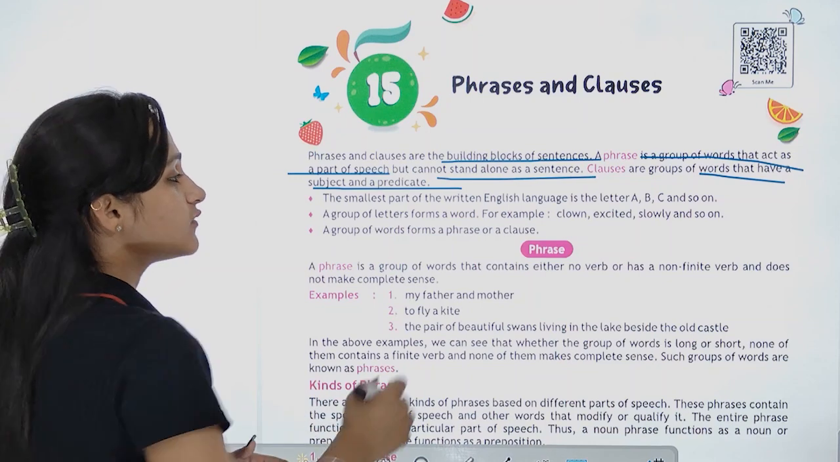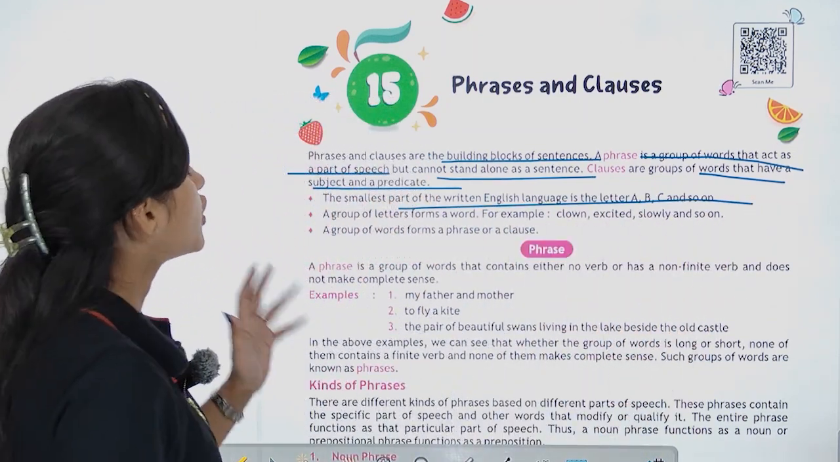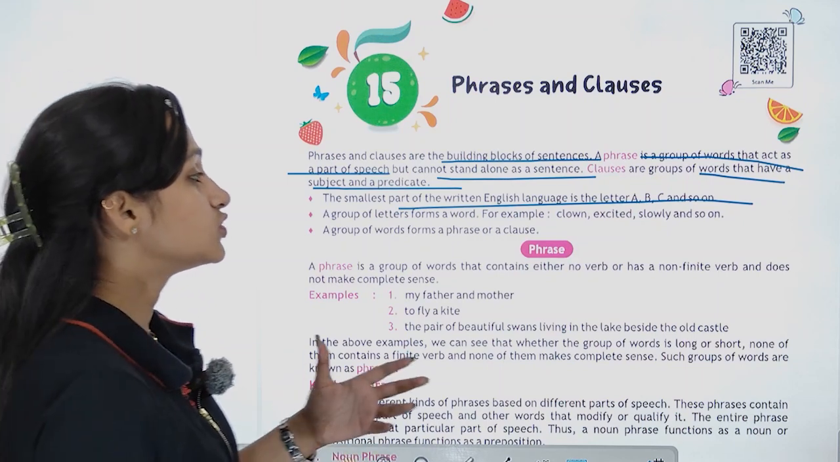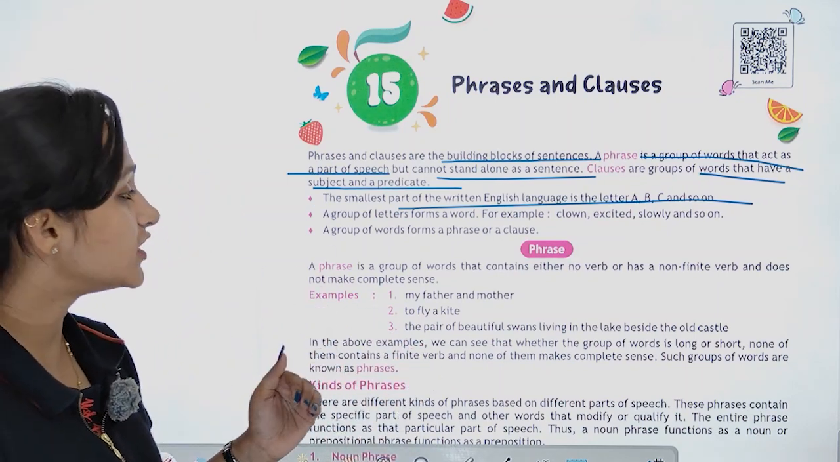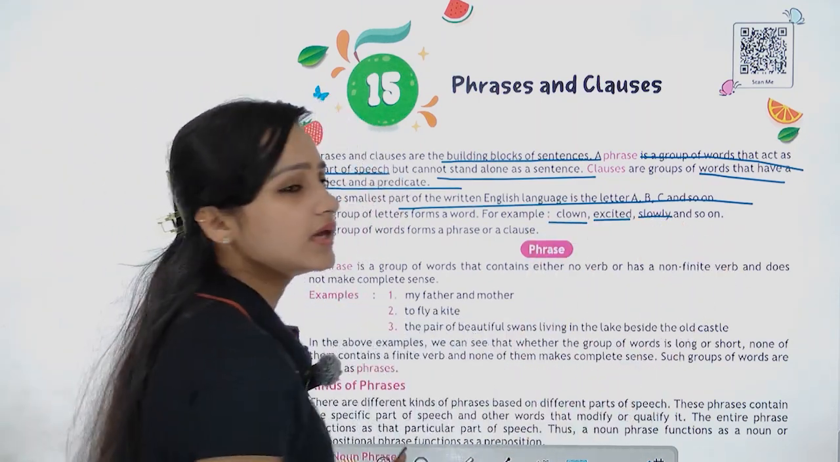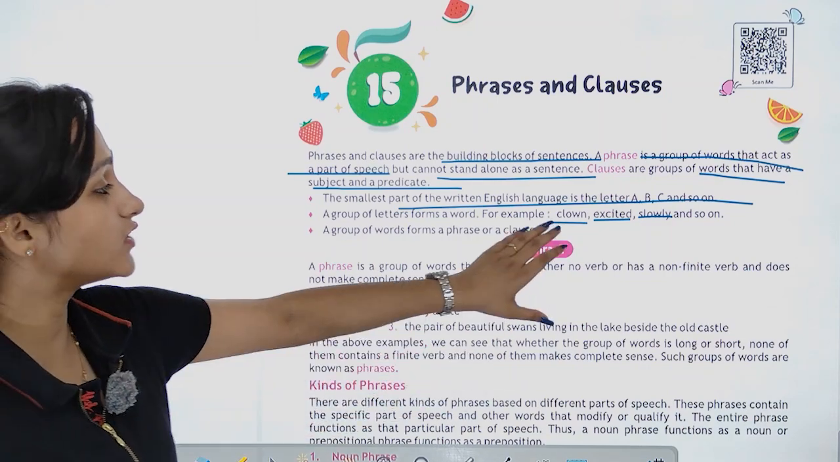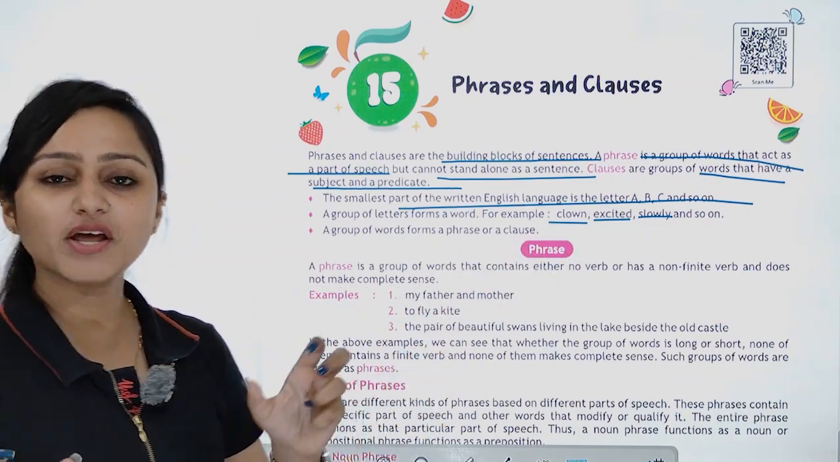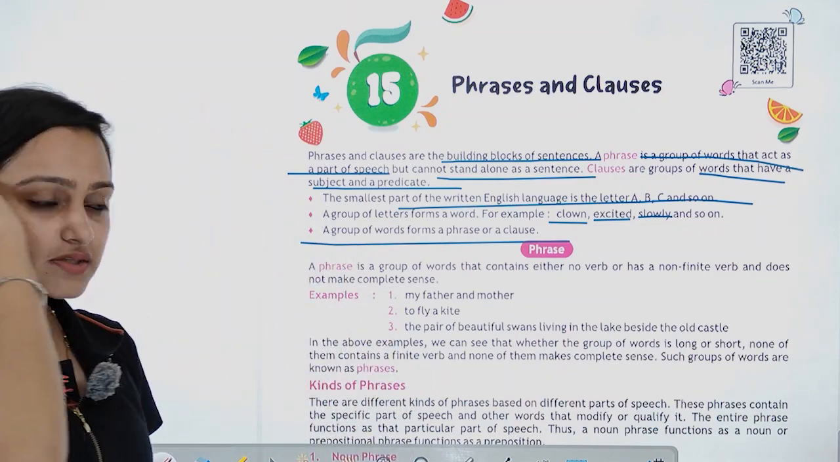The smallest part of the written English language is the letter: A, B, C and so on. जो smallest part होता है letters होता है A, B, C लिखा हुआ. जो group of words होते हैं वो जैसे कि clown, excited, slowly and so on. Group of words form a phrase. जो group होता है words के वो क्या form करते हैं? Phrase form करते हैं या फिर clause form करते हैं. अब phrase क्या होता है?